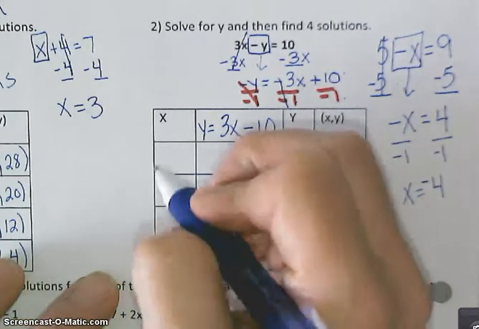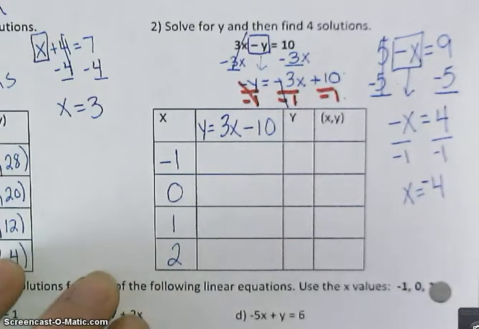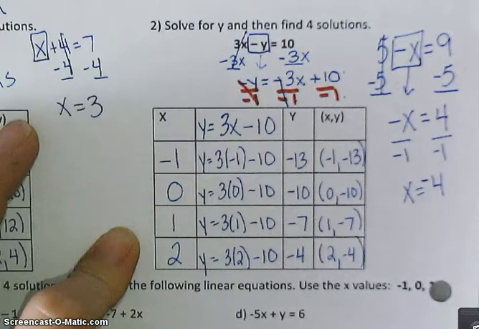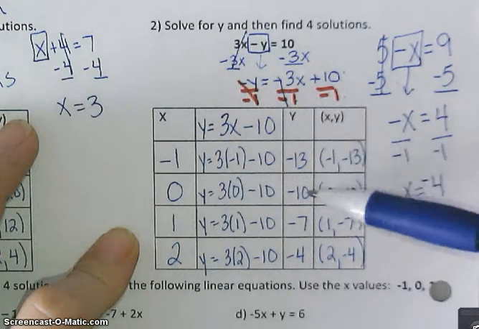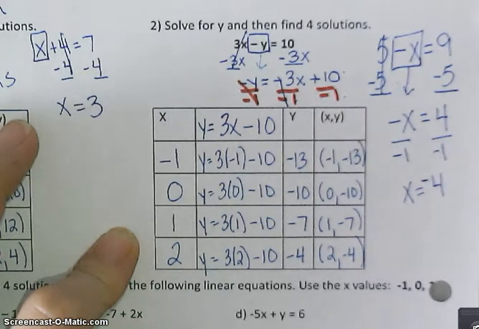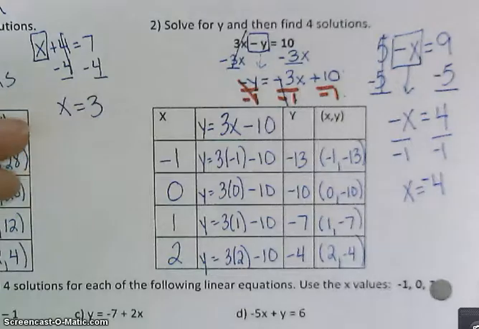Okay, so we're going to use the values -1, 0, 1, and 2. And I would like you to plug these values in and fill out your table. Pause the video to do this, please. Okay, welcome back. Please take a moment to check your table and your output values in your ordered pairs. Make sure they line up. If they don't, go back, try it again, and then put a question mark if you need to go over it in class tomorrow.